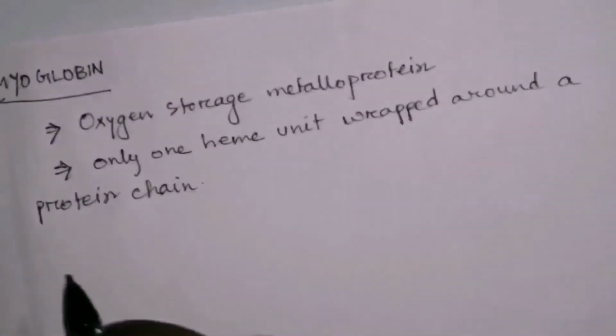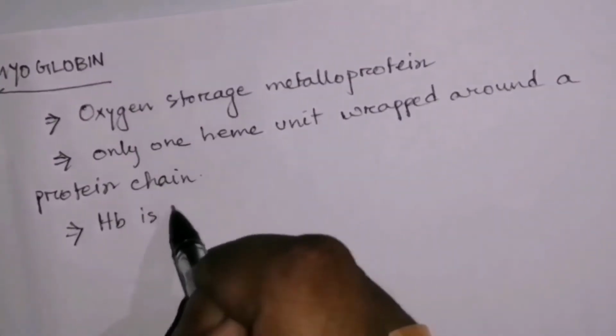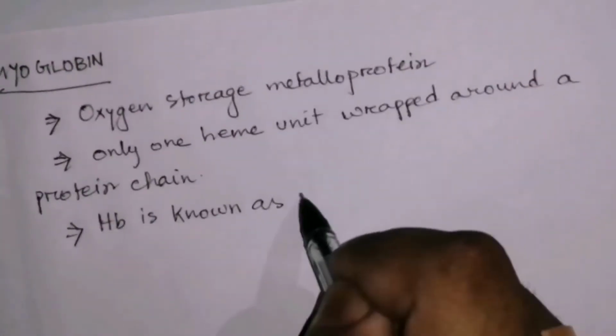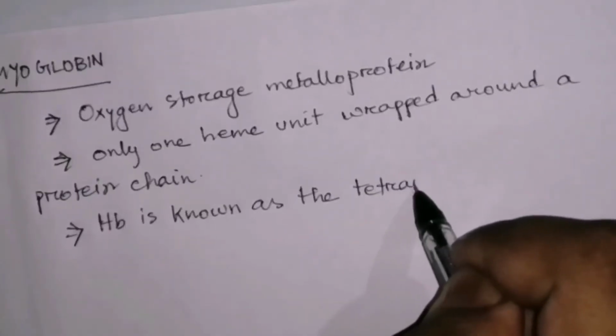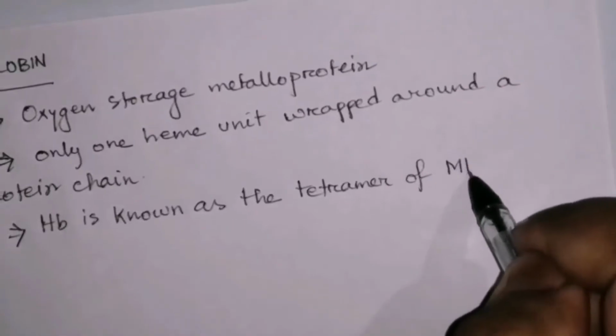So hemoglobin is known as the tetramer of myoglobin.